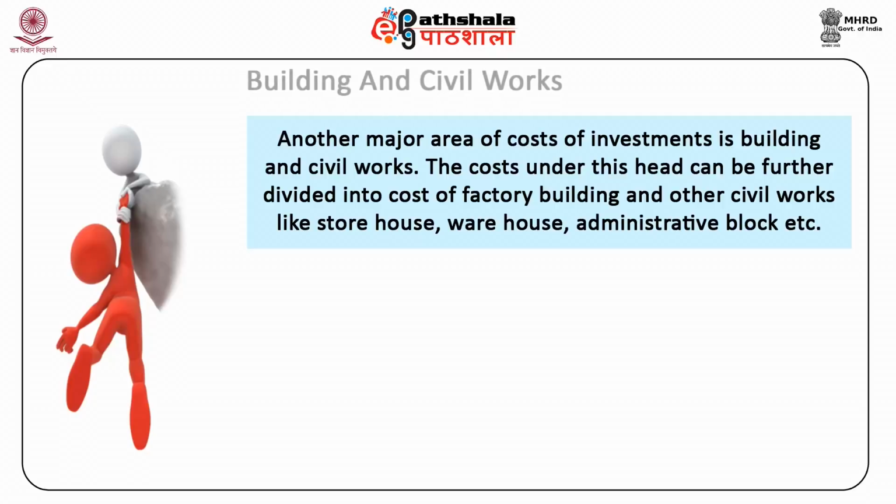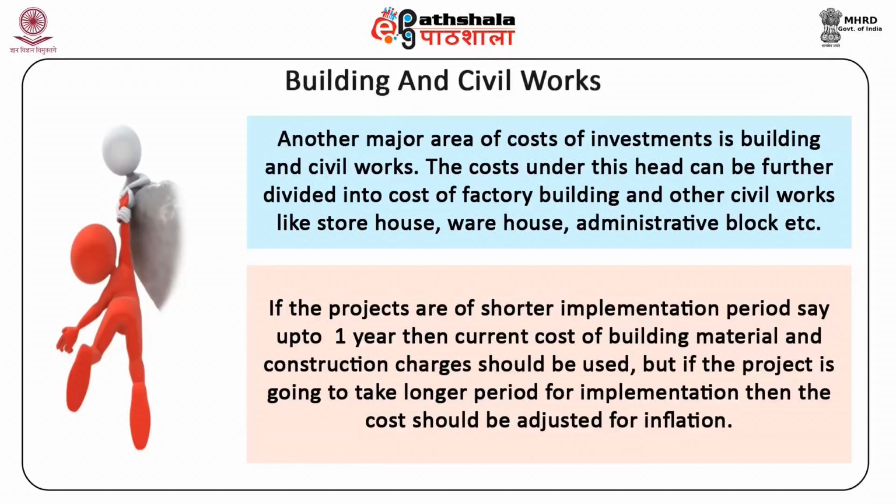The cost under this head can be further divided into cost of factory building and other civil works like storehouse, warehouse, administrative block, etc. Generally, if the projects are of shorter implementation period, say up to 1 year, then current cost of building material and construction charges should be used. But if the project is going to take longer period for implementation, then the cost should be adjusted for inflation.